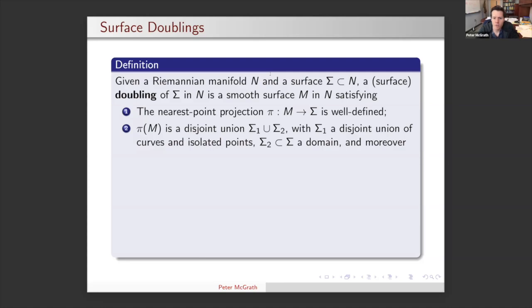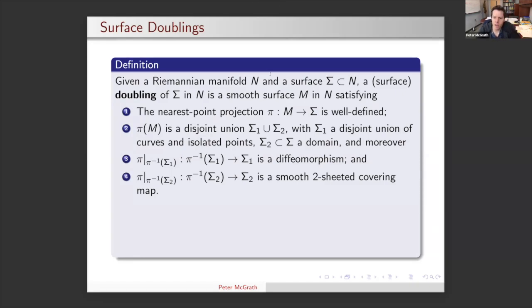Sigma 1 is a small piece. It's points and curves. And sigma 2 is a two-dimensional piece. These two pieces, sigma 1 and sigma 2, are characterized by the following properties. If you restrict to sigma 1, the pi inverse really is a diffeomorphism. And if you restrict to sigma 2, you get a two-sheeted covering map, or at least the inverse image of sigma 2 is a two-sheeted covering map. So this condition 4 is the genesis of the terminology doubling, because this pi map is a two-sheeted covering map.